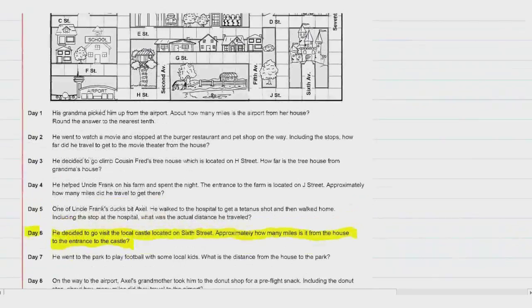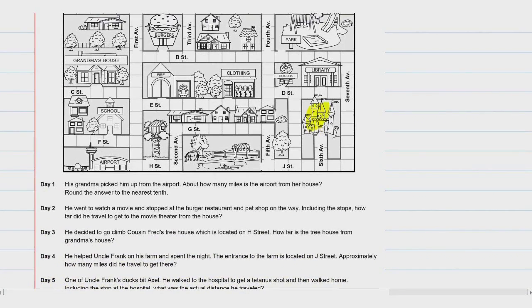So he's heading for the castle, and the castle is right here. So we need to count the squares. But here's the thing. He has a few ways of going. And again, I'm trying to do the least work possible, so I'm trying to find the shortest distance.